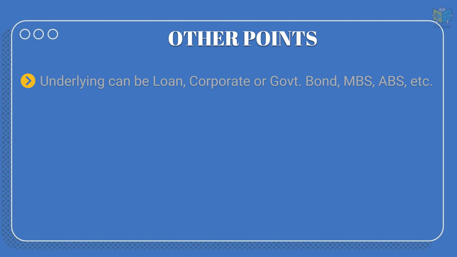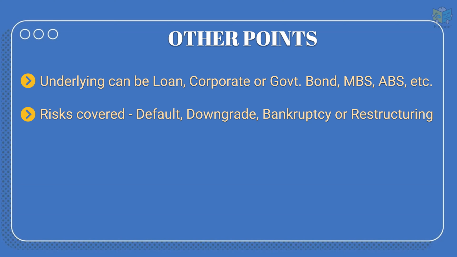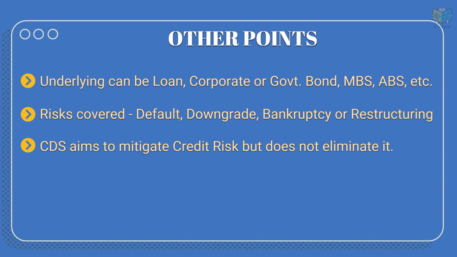The underlying asset in a CDS can be any loan, corporate or government bond, mortgage-backed securities, asset-backed securities, and more. A range of risks such as default, downgrade, bankruptcy, or debt restructuring can be covered as credit events and can trigger a CDS payout. We'll cover mortgage-backed securities and asset-backed securities in a special video. While CDS are used to mitigate credit risk, they don't eliminate it. They simply shift the risk.